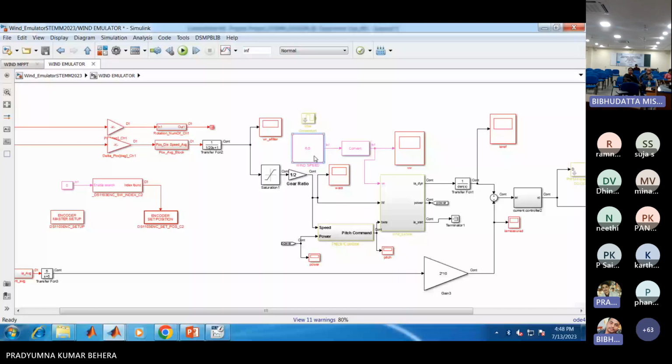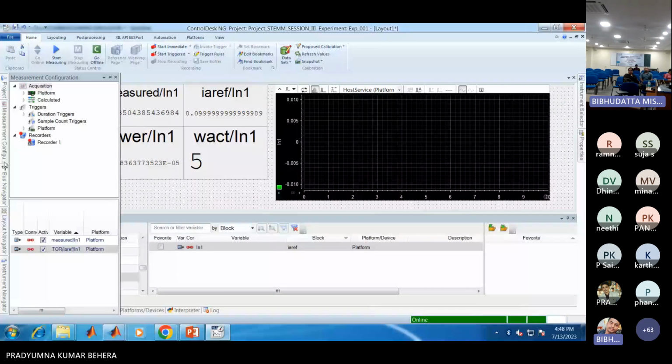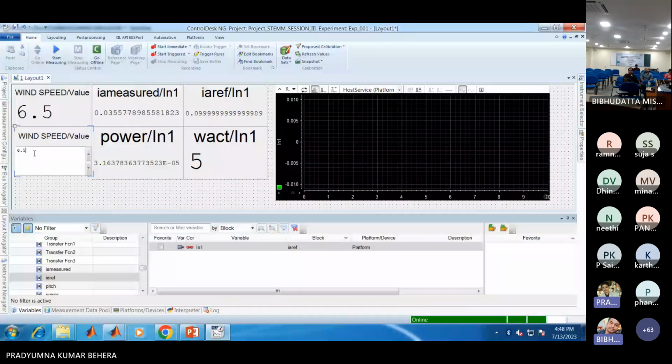Suppose now I want to change this one to 5.5 meter per second. Let us try to change this value to 5.5. Whether it is changing or not, we will see. You can see now the real-time wind speed is changed to 5.5 meter per second. Let us check another time, 7. You can see this wind speed value is changing. Let us keep it at the original state, 6.5 meter per second.